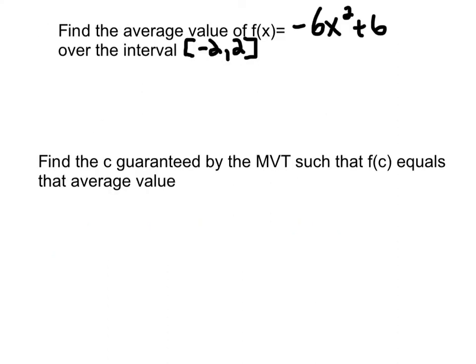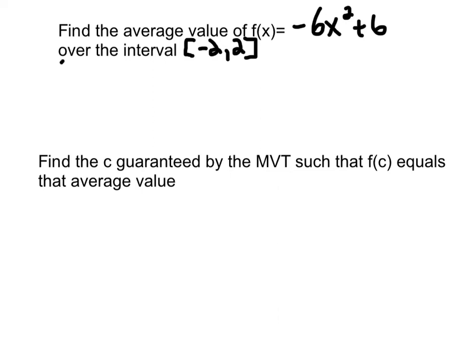Alright, so how is a MVT, mean value theorem, question worded? It usually works out where they ask you to find the average value of a function, and then they want you to find the c that's guaranteed by the mean value theorem. There's normally a wording that says such that f of c equals the average value. Alright, so let's work through this together. First, let's find the average value.